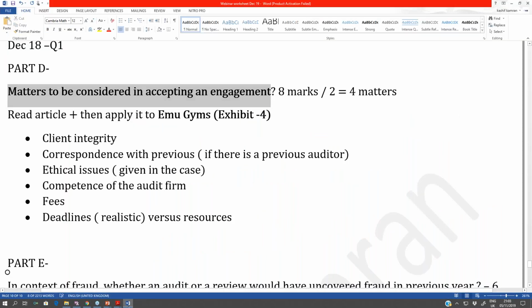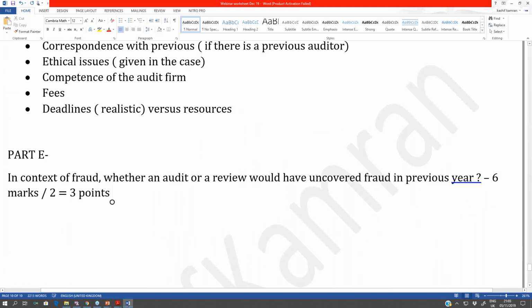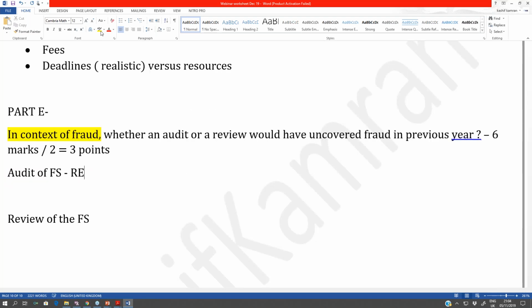Okay, just one last thing so that you have an emphasis of that as well. We're just running into the last few minutes now. In context of fraud, whether an audit or a review would have uncovered fraud in the previous year. Now, as a student, you should understand what is an audit, and what is a review of the financial statements. Now we know audit and review have a difference. Audit is about reasonable assurance, and a review is about moderate assurance.